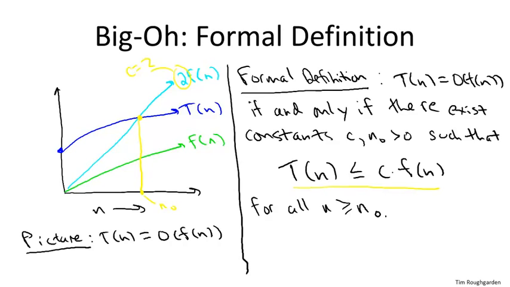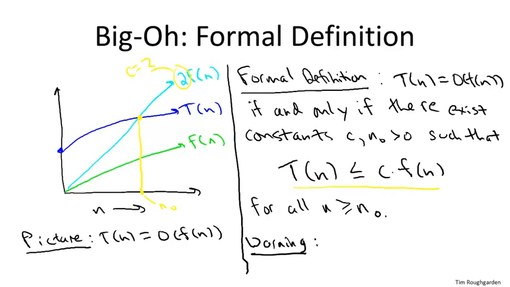If you can upfront commit to constants c and n naught so that no matter how big an n your opponent picks, this inequality holds. If you have no winning strategy, then it's not big O of f of n. No matter what c and n naught you choose, your opponent can always flip this inequality by choosing a suitably large value of n.